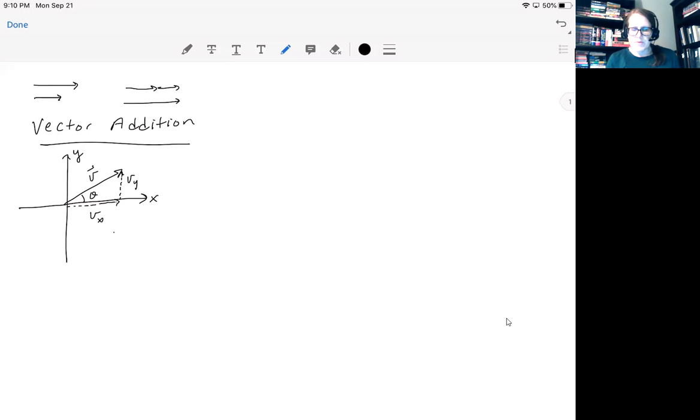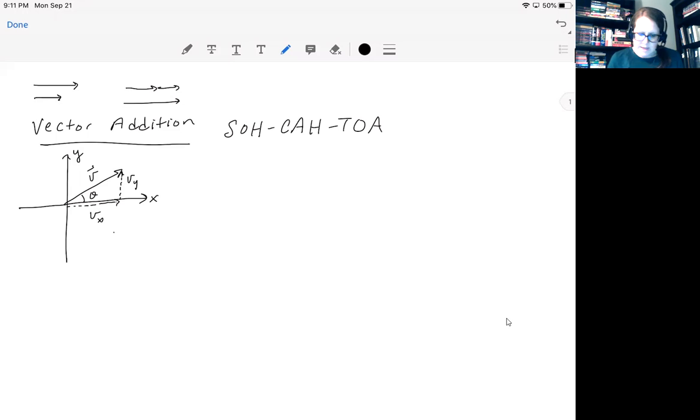And so if you've learned trigonometry, maybe you heard this abbreviation SOH CAH TOA. What that stands for is the sine of an angle is the opposite over hypotenuse, cosine is adjacent over hypotenuse, and tangent is opposite over adjacent.